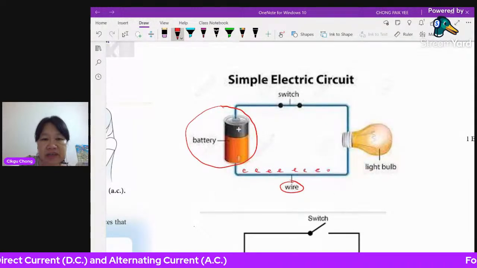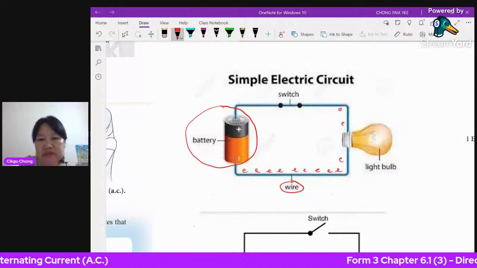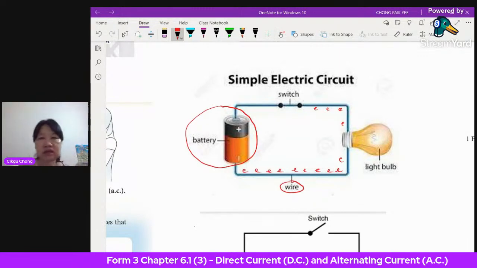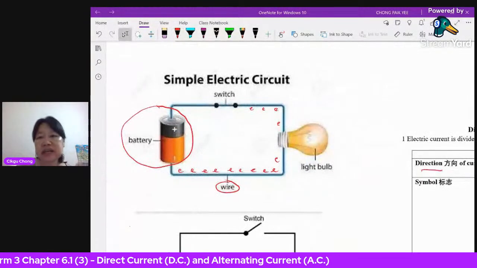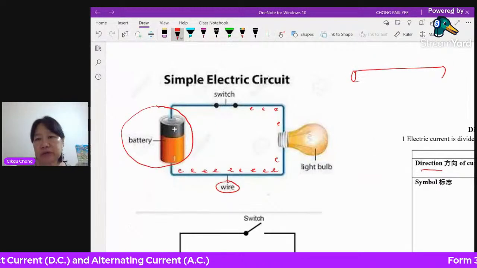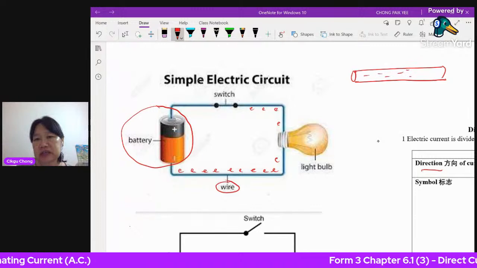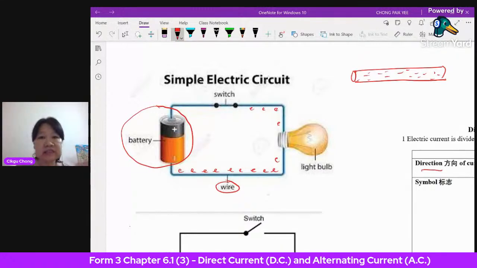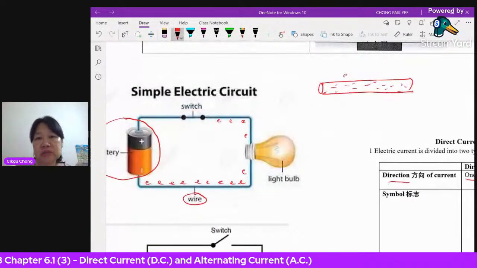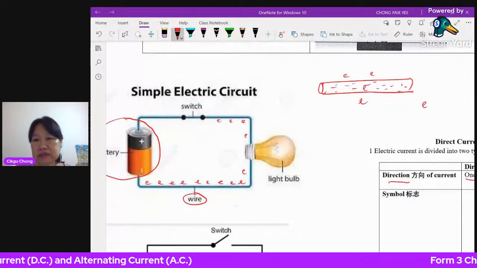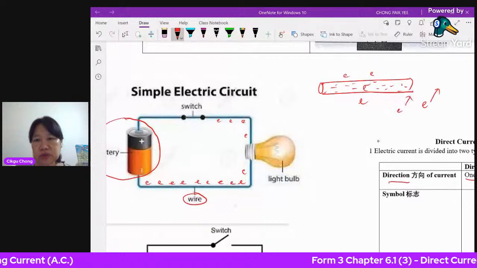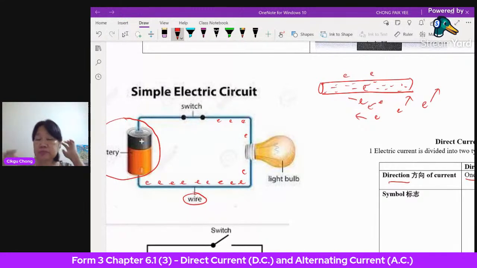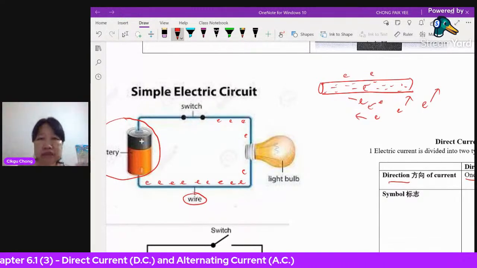Unfortunately, if the electrons are in the wire, they do not flow in a consistent manner. They don't flow in an orderly pattern. They move randomly. Imagine this is a piece of wire with millions of electrons inside. At this moment, if you do not push the electrons to move in a systematic manner, they are moving randomly, going all over the place. One electron goes this way, another goes that way. When the electrons are moving randomly, it does not produce any electricity.